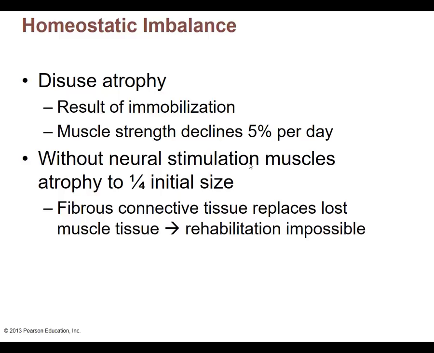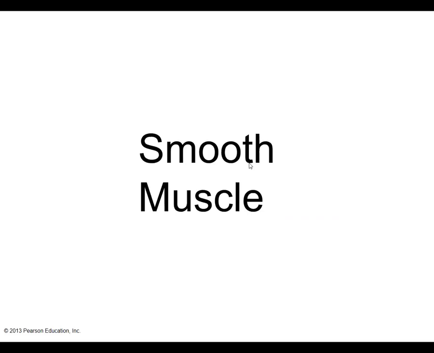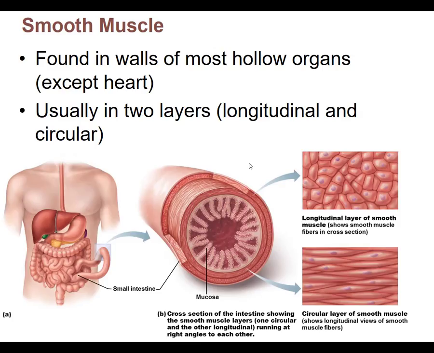Now, since we've been talking lots and lots about skeletal muscle, yes, this unit is about muscles in general, and so there are other types of muscles, like smooth muscle. Places we find smooth muscle, we find it in the walls of most hollow organs, meaning stuff's going through it. The exception is the heart, because that's its own separate muscle. Also, here's an example of the intestine. It's a hollow organ because stuff's going through it, and it's double layered.